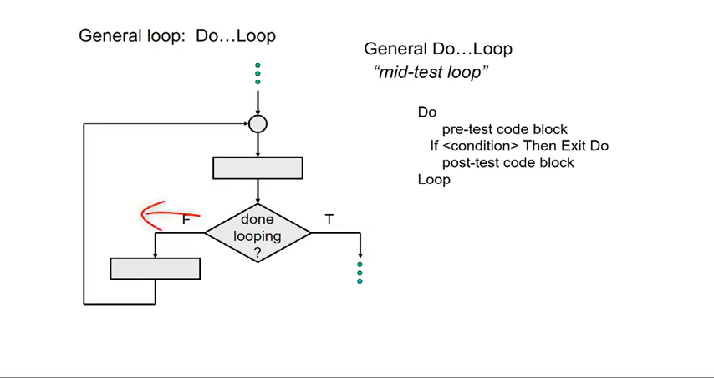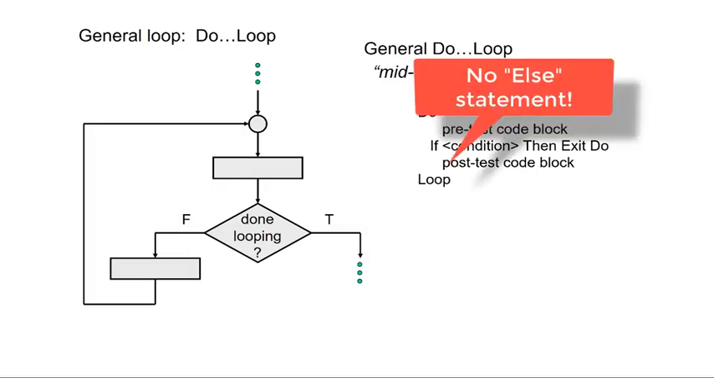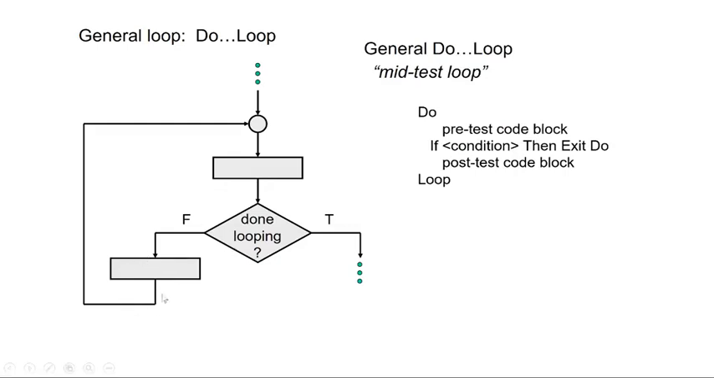And I want to point this out, it is pretty important. A lot of students mess this up. You don't have to have an else statement on here, because if you don't exit the do, you just sort of move along and you would just keep going and do the post-test code block. So you don't need an else statement in here. You see that we have the one-way if-then on a one-liner. So if condition, then exit the do loop.